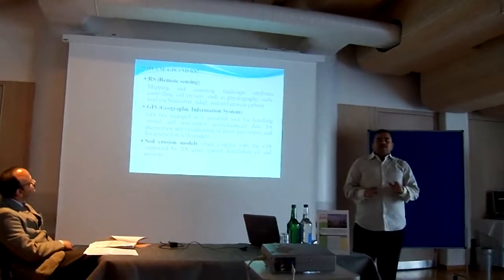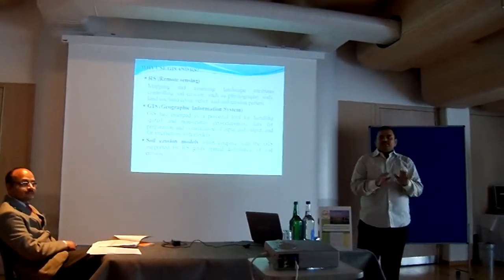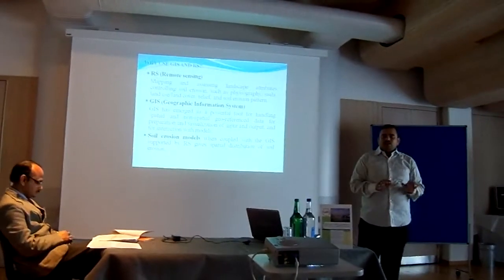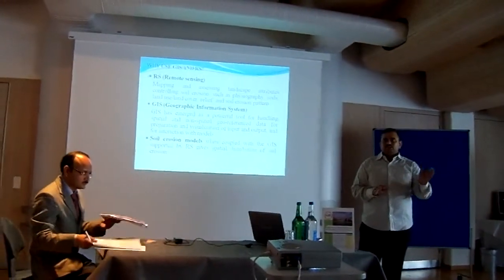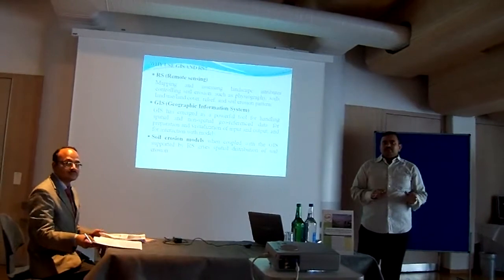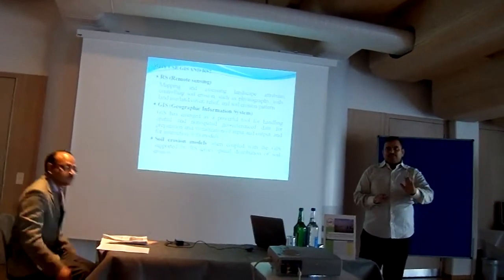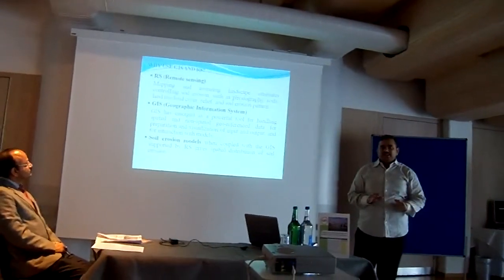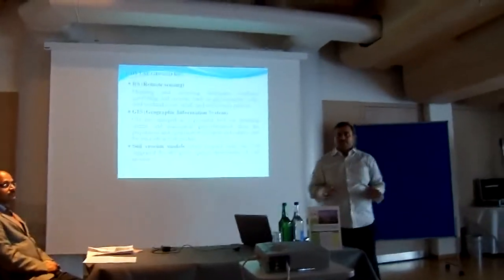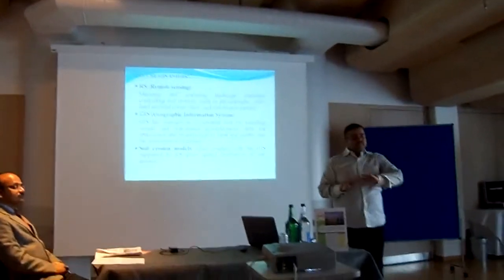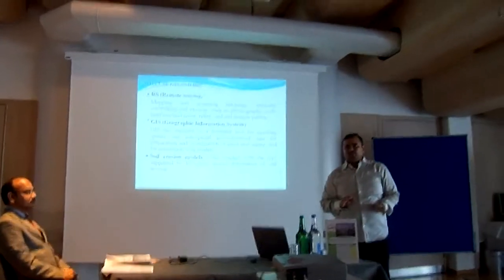Now, we are habituated with some erosion models, like conventional models, USLE, MUSLE. But when these models are accompanied with remote sensing and GIS, they give the spatial distribution of the soil erosion. That's the beauty of this coupling of remote sensing and GIS with these conventional models.